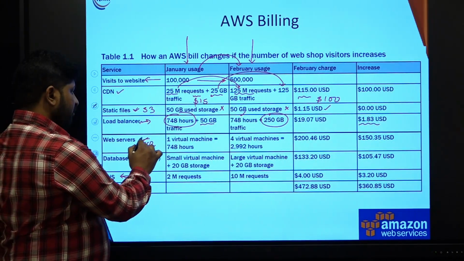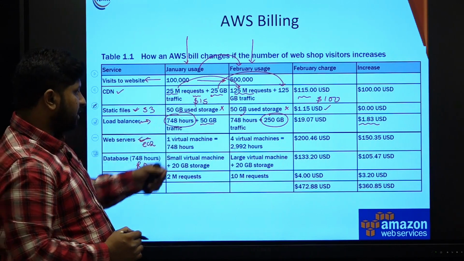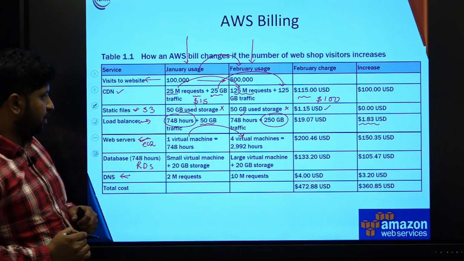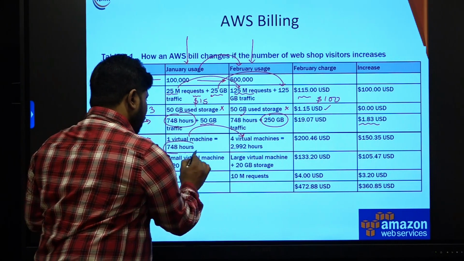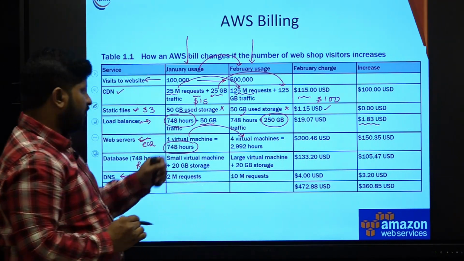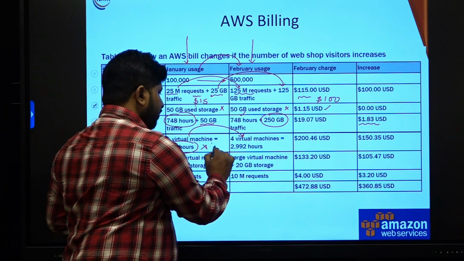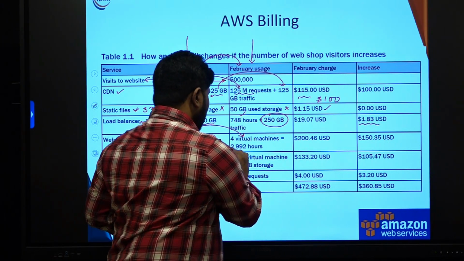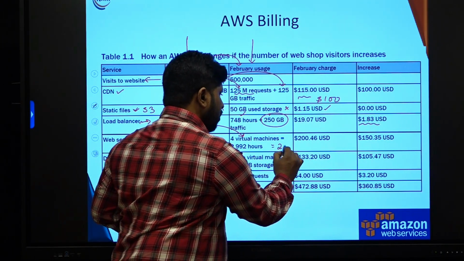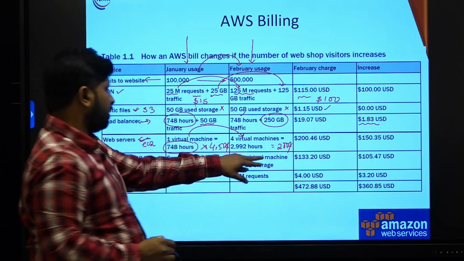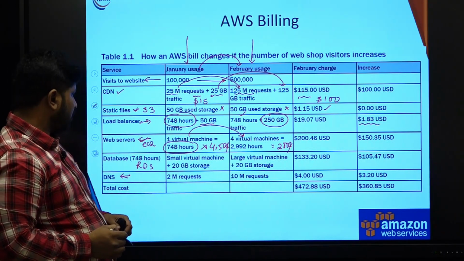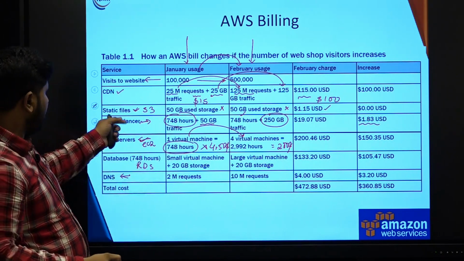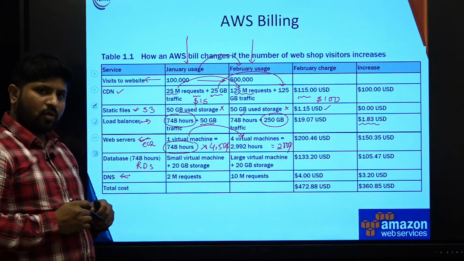When we are using EC2, as the traffic is enhanced, from one virtual machine they had shifted their gear to 4 virtual machines, and from 748 hours on one virtual machine it has increased 4 times, where the pricing for this is $50. It has been increased to $200. It means that there is a considerable increase in the virtual machines, and all these 4 virtual machines are utilized parallelly to balance the load by the load balancer.